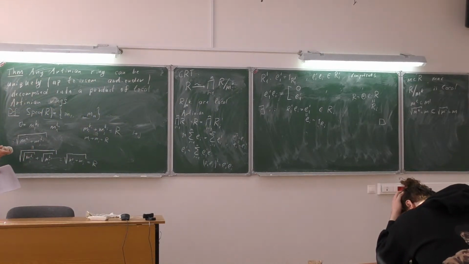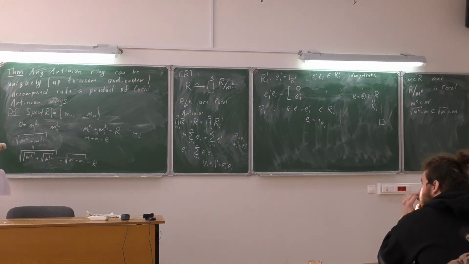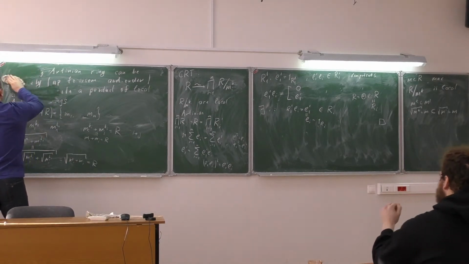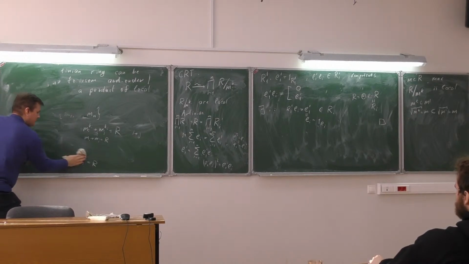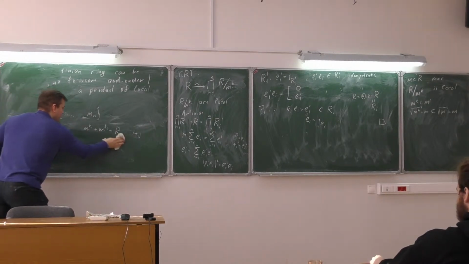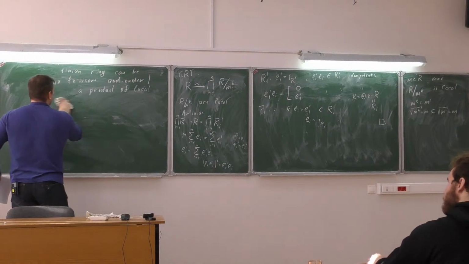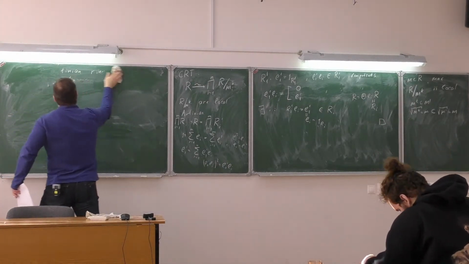So if you don't have any questions, I'm going to erase this blackboard. So I proved the structure theorem for Artinian rings. So essentially it means that when you want to study Artinian rings, it's enough to study local Artinian rings and their products.